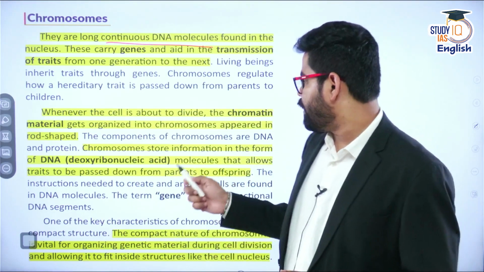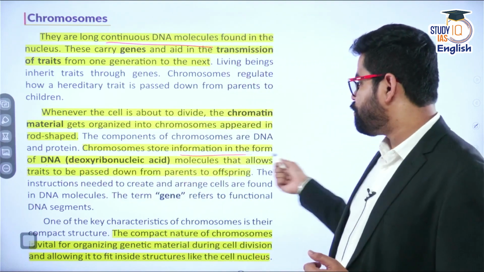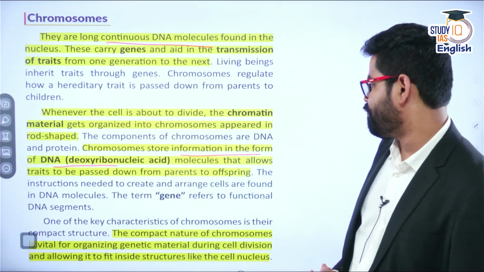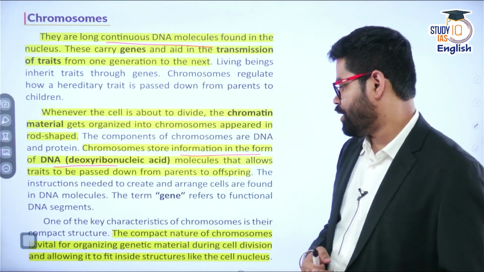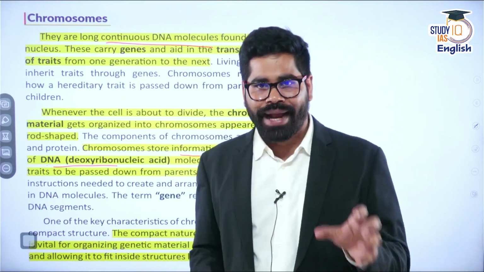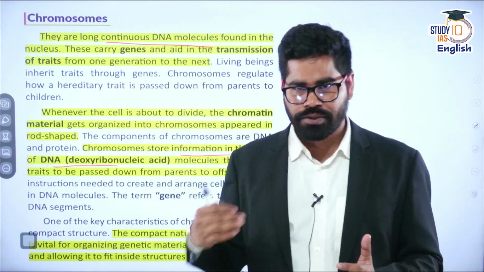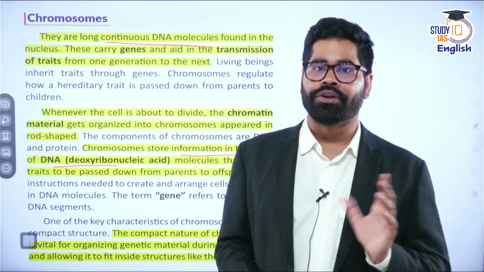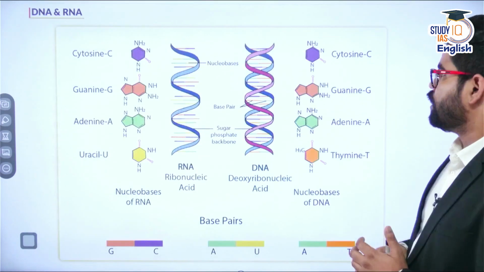Okay. Now, they store this information in the form of DNA, that is deoxyribonucleic acid. And it is passed from one generation to another generation. Now, this compact nature of the chromosomes is vital in order to transfer it from one generation to another, for duplication of it during the cell division. So, chromosomes are those different things.